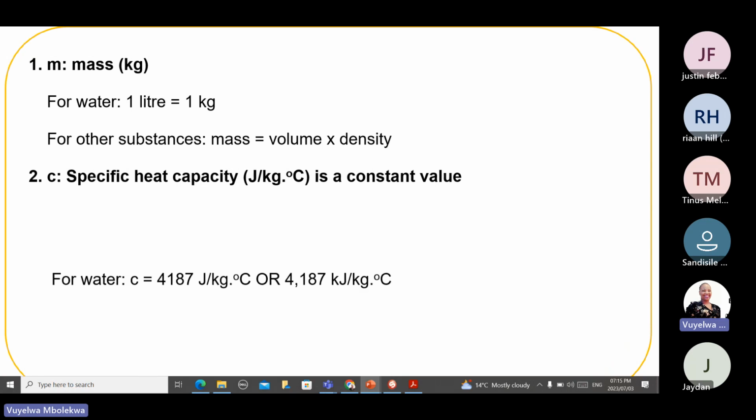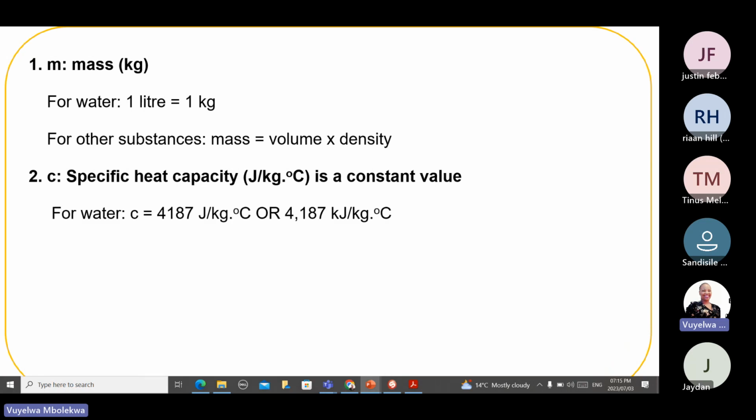For water, 1 kilogram is equivalent to 1 liter. But this is for water only. In N1 and N2, we mostly used water. So we said 1 liter equals 1 kilogram. That is only for water. But for other substances, if they give you that volume in liters, you're going to have to convert it to cubic meters first, then you can apply this formula.